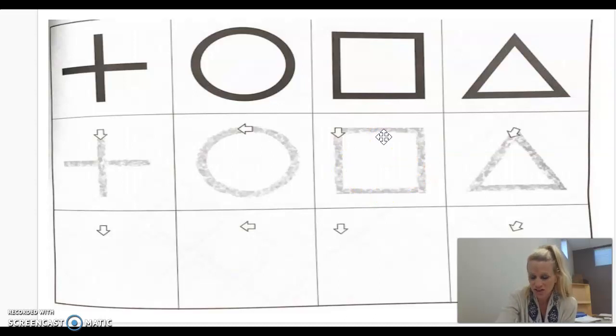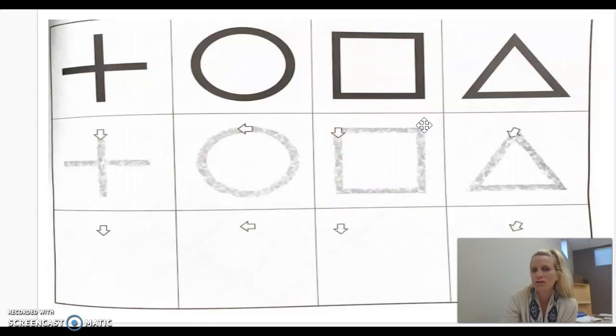And which shape has 2 lines? Do you see one with 2 lines? 1, 2. Last one, which shape has 4 corners in it? 1, 2, 3, 4. It has 4 corners in it.